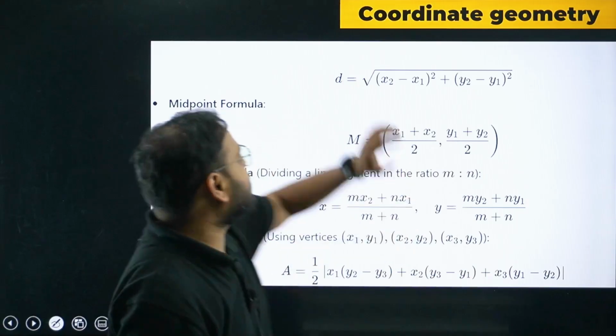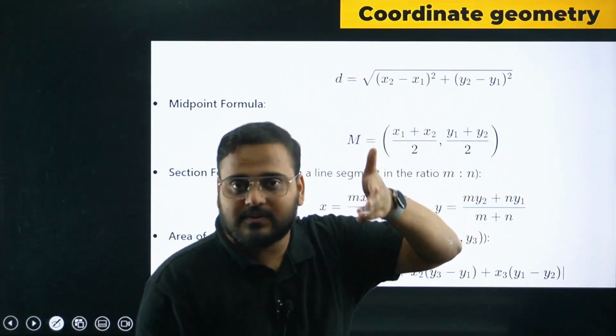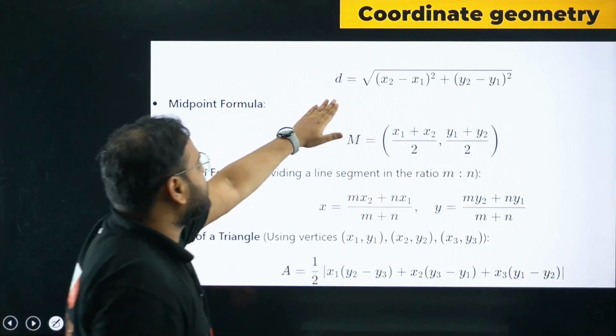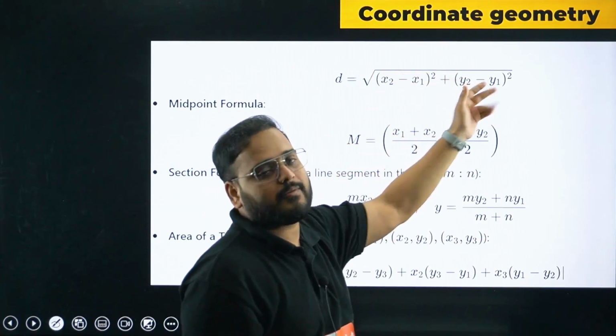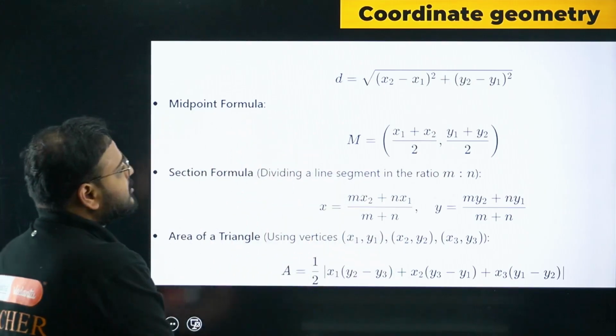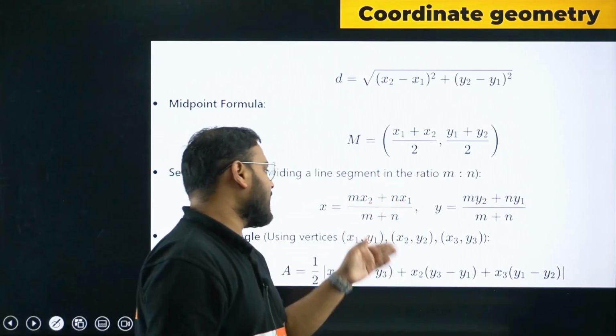Questions on the distance formula are coming, sir. Yes, it might be useful in your 3D geometry as well. So the distance formula is over here. This is the distance formula: the coordinate differences squared, both x and y. Then there is the midpoint formula, bacha, which you also already know. The section formula is there too: (mx2 plus nx1) by (m plus n).